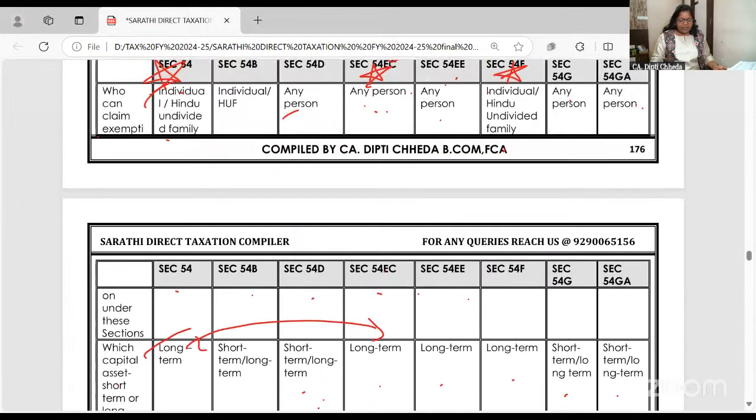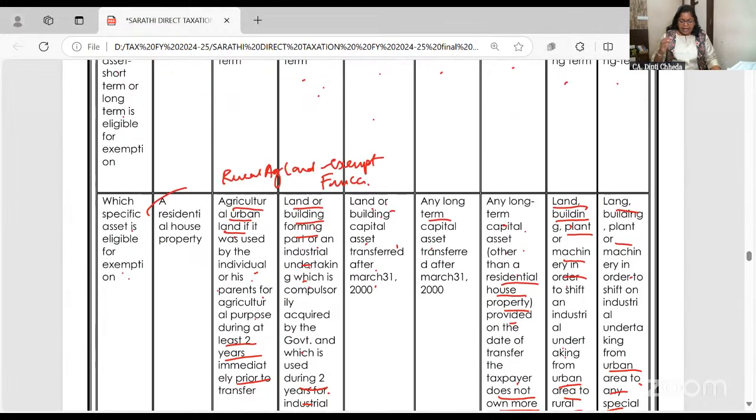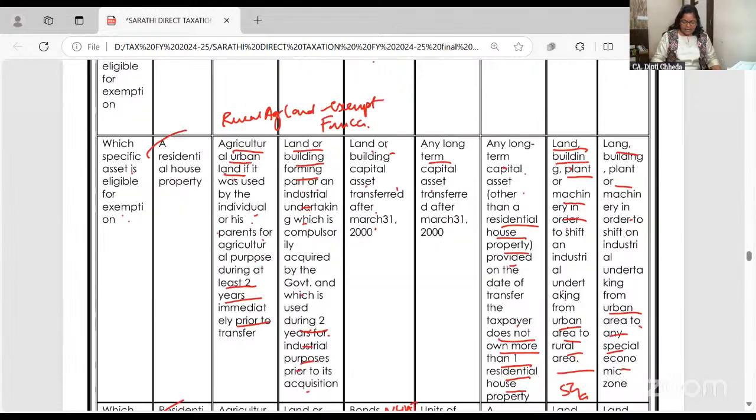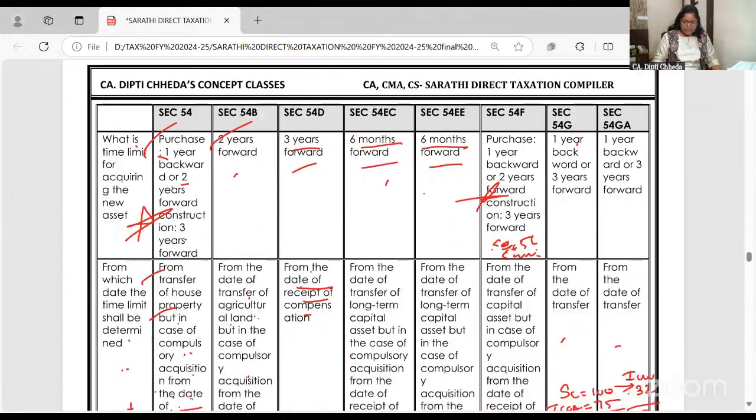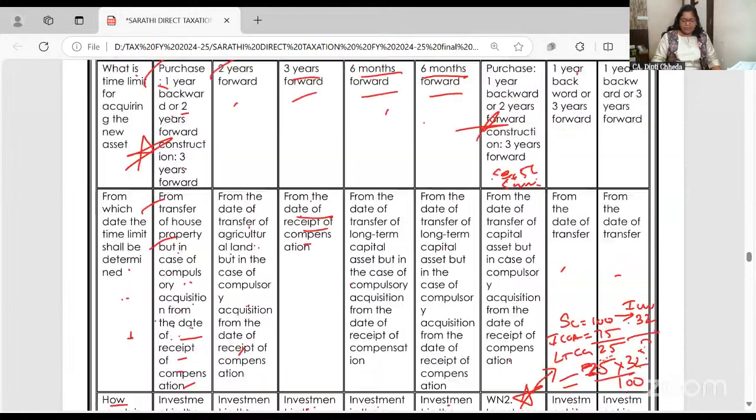Next, 54B, individual and HUF. Agricultural urban land you are selling, which was used for 2 years for farming, in the heart of the city, urban agricultural land. And what you need to buy is urban or rural agricultural land. The time limit for purchase is 2 years because it's land, and the rest is all the same.